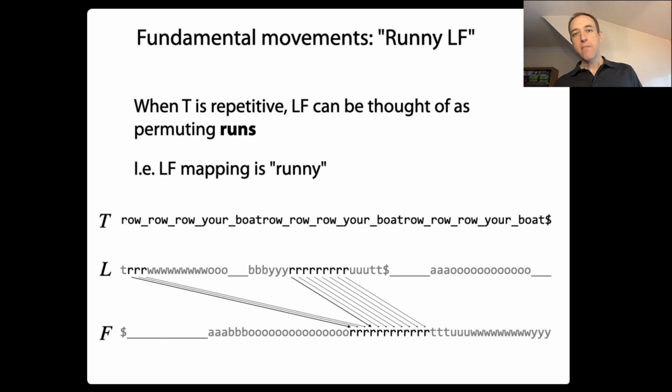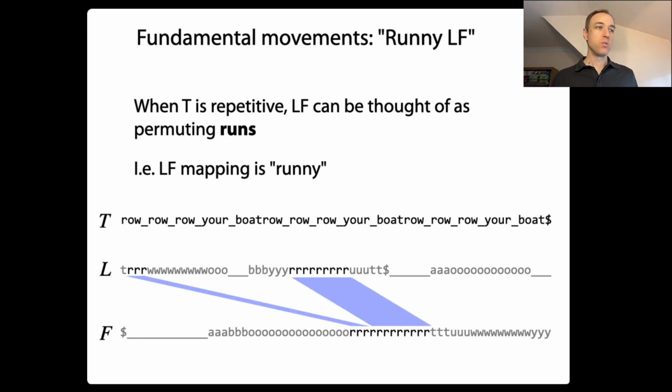So we can think of the LF mapping as mapping individual characters, like all the arrows I've drawn on this slide, or we can think of it as operating on a block or a run of characters. Instead of all those individual arrows, an alternate way I could represent it is to draw this whole big parallelogram-shaped thing, saying this whole chunk of L goes to that whole chunk of F.